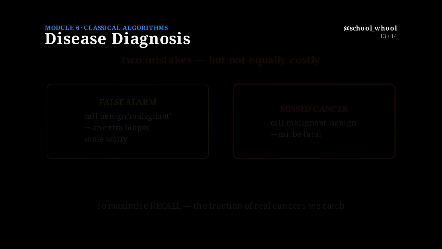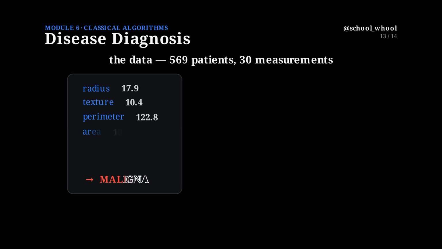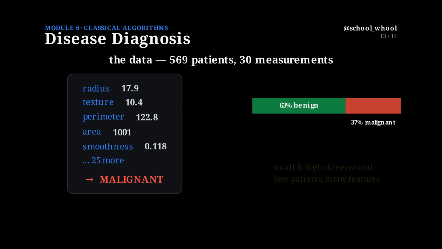Here is the real dataset, 569 patients, each described by 30 measurements of the cell nuclei, radius, texture, smoothness, and more. About 37% of the tumors are malignant. 30 features and only a few hundred patients, small, and high-dimensional. That shape will favor a particular kind of model.